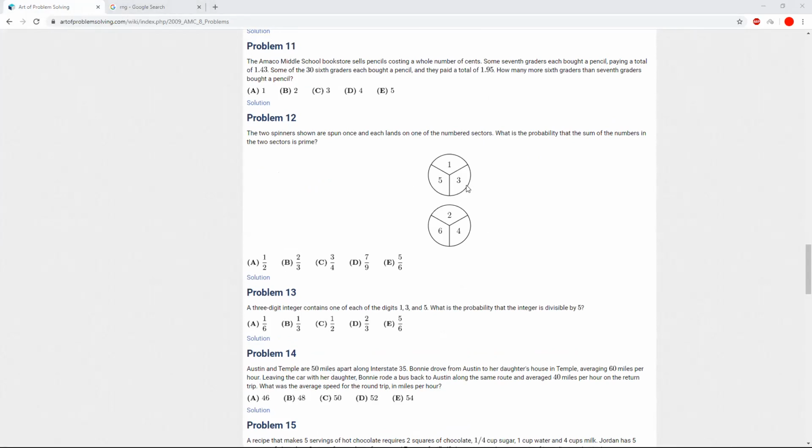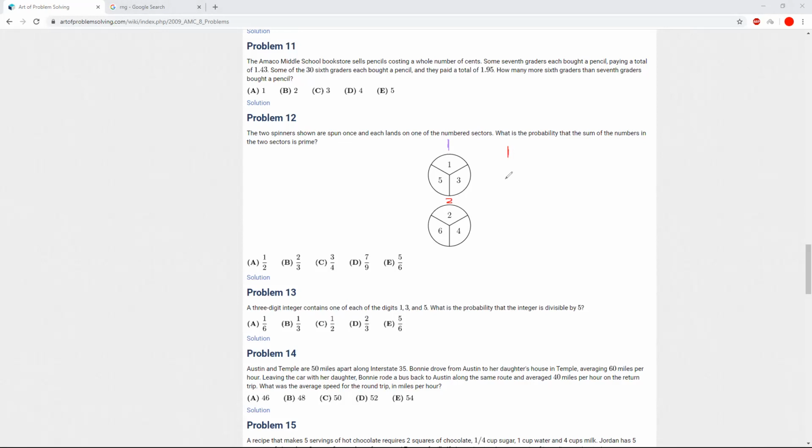Okay, so 2 spinners are spun once, and each lands on one of the numbered sectors. What is the probability the sum of the 2 sectors is prime? Okay, so basically this one is just casework. What we do is consider all 9 possibilities. The first spinner, let's call it spinner 1. And call this spinner 2.